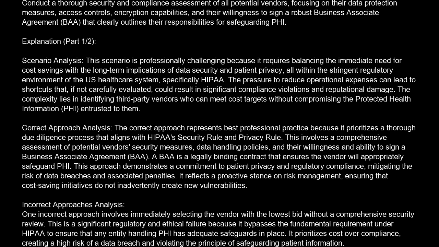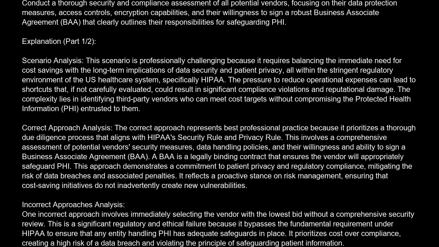Explanation. Scenario analysis. This scenario is professionally challenging because it requires balancing the immediate need for cost savings with the long-term implications of data security and patient privacy, all within the stringent regulatory environment of the U.S. healthcare system, specifically HIPAA. The pressure to reduce operational expenses can lead to shortcuts that, if not carefully evaluated, could result in significant compliance violations and reputational damage. The complexity lies in identifying third-party vendors who can meet cost targets without compromising the protected health information (PHI) entrusted to them. Correct approach analysis.